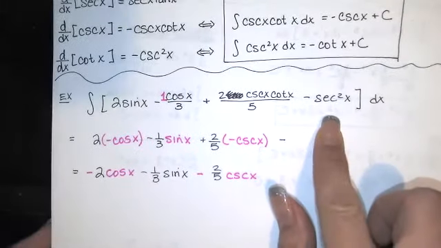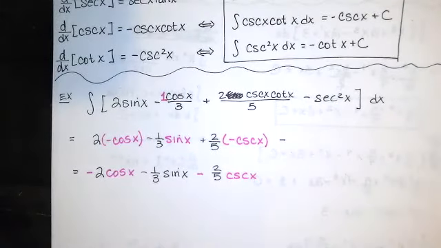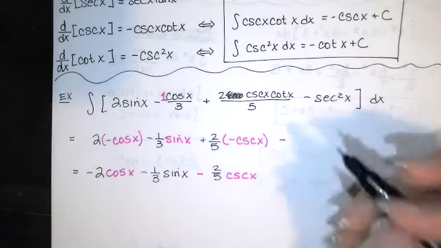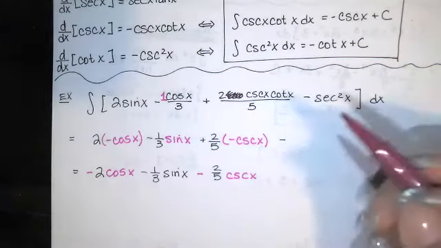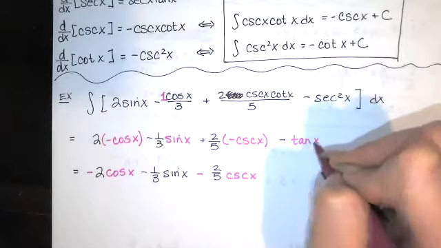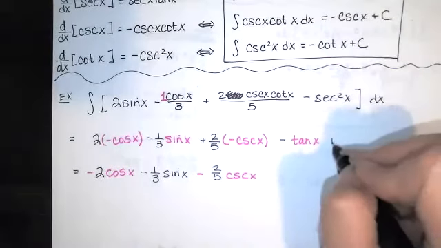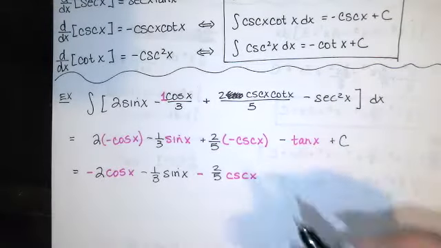Here I bring the negative down. The antiderivative of secant squared. Say to myself, what's the function I take the derivative of to get secant squared? That's tangent. And that's our last function. So we add the c.